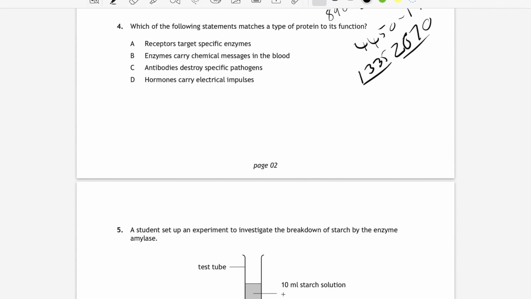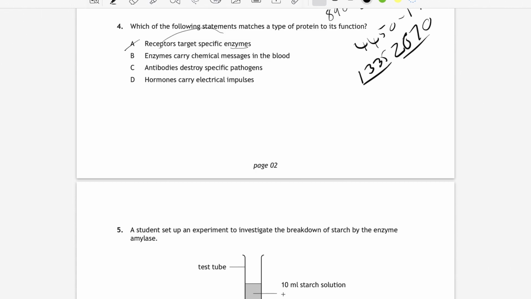Okay, now that you've paused it and had a little go, let's see how you get on. With question number 4 here, which of the following statements match the type of protein to its function? Receptors target specific enzymes. Well, an enzyme is a protein, but the receptors do not target enzymes. Receptors aren't really involved in enzymes, especially at National 5. So A would be incorrect.